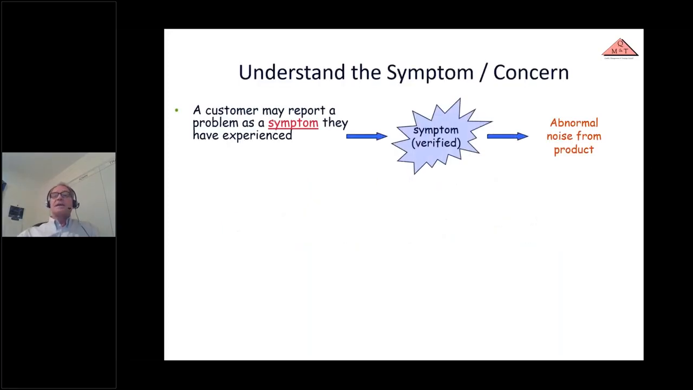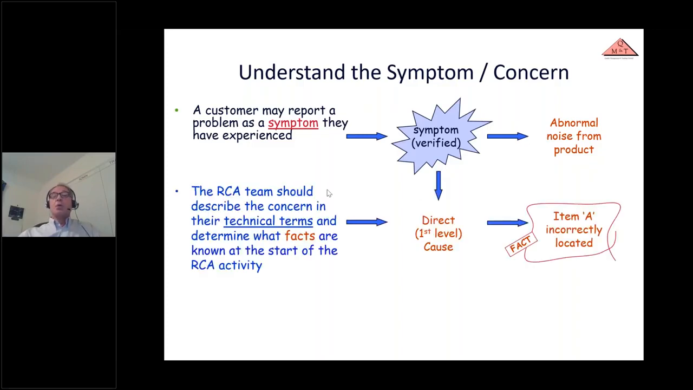When a concern is identified, a customer, who may be internal or external, is quite likely to report the issue as a symptom, something that they've experienced that suggests that something is wrong. It's important that the RCA team verify that symptom. The customer may not be able to describe it in technical terms. In this example, I've used the example of abnormal noise from a product that has alerted the customer to a likely issue. The RCA team will need to try to describe that concern in their technical terms and determine what facts are already known. Hopefully there will be something, if not, they will have to be determined.